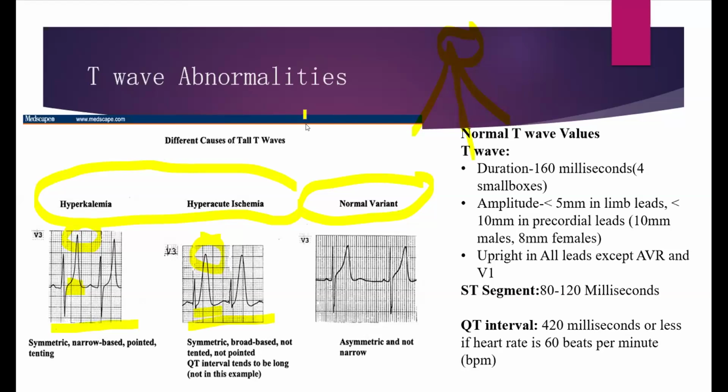So this is hyperacute, and this is hyperkalemia. With hyperacute T waves you'll have a broad base and a broad top, so you can sit on it, but you cannot sit on this one. And then there is a normal variant that occurs in athletes and in normal people, where the T wave is asymmetric and the top is not narrow.